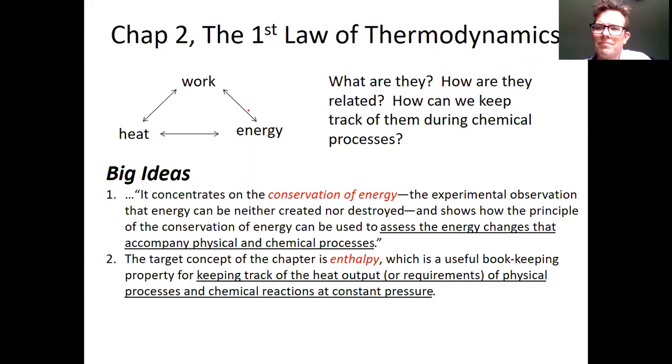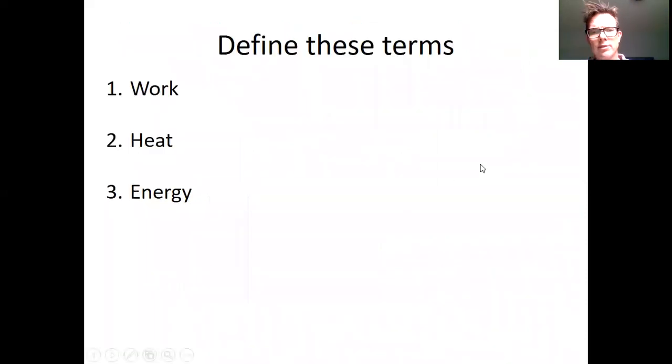Work, heat, and energy. So what we're going to talk about is what these are and how we can change between these things. The big ideas here are conservation of energy. We'll learn how to assess the energy changes that accompany chemical and physical processes. And the really important topic is enthalpy. So we'll learn what enthalpy is, and again, how you can use this to record heat output of chemical and physical processes.